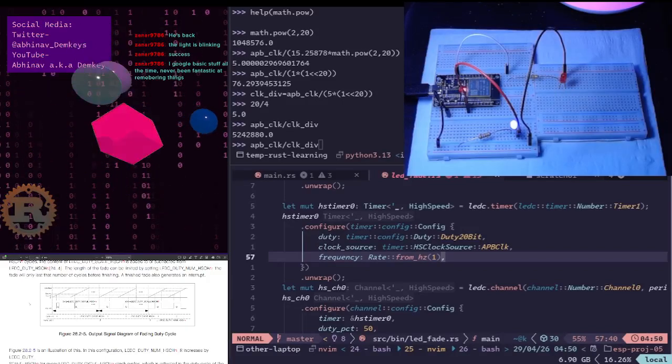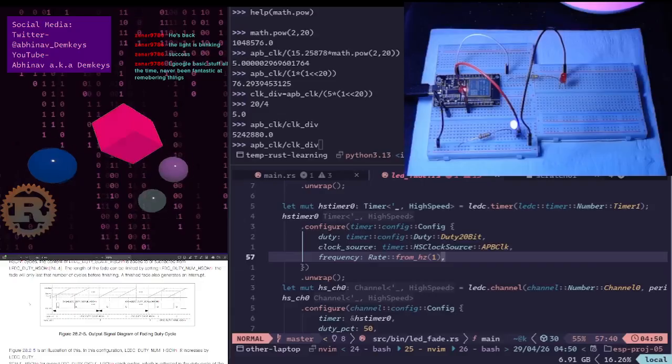Wait, what is this? Output signal diagram? A fading duty cycle.